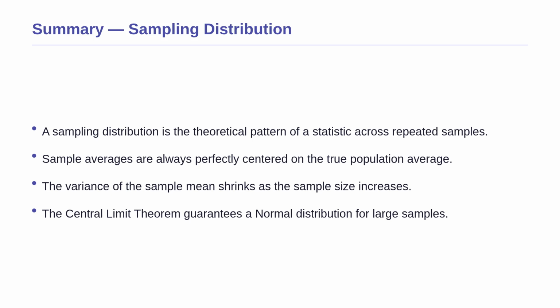To wrap up our lecture, let us review the key takeaways. First, a sampling distribution is the theoretical pattern of all possible values a statistic could take across repeated samples. Second, sample averages are always centered on the true population average, but they have a much tighter spread that shrinks as your sample size grows. Finally, thanks to the central limit theorem, these distributions form predictable bell curves for large samples, regardless of the original population shape. You now have the theoretical foundation to make highly confident, reliable real-world predictions from limited data.